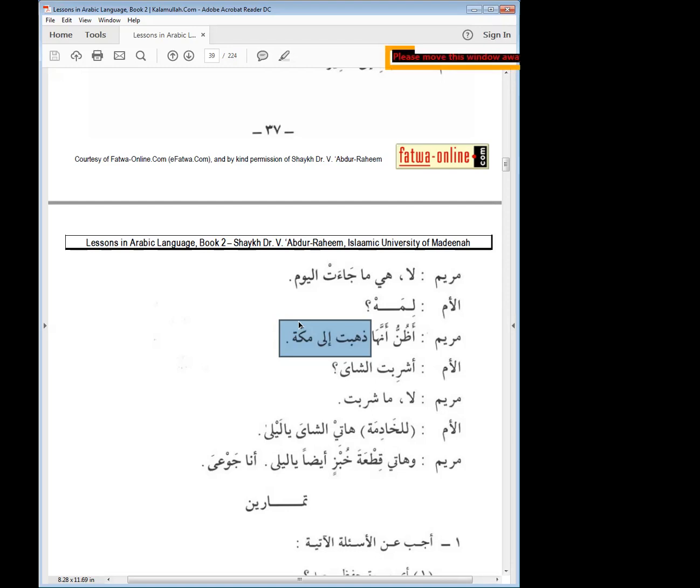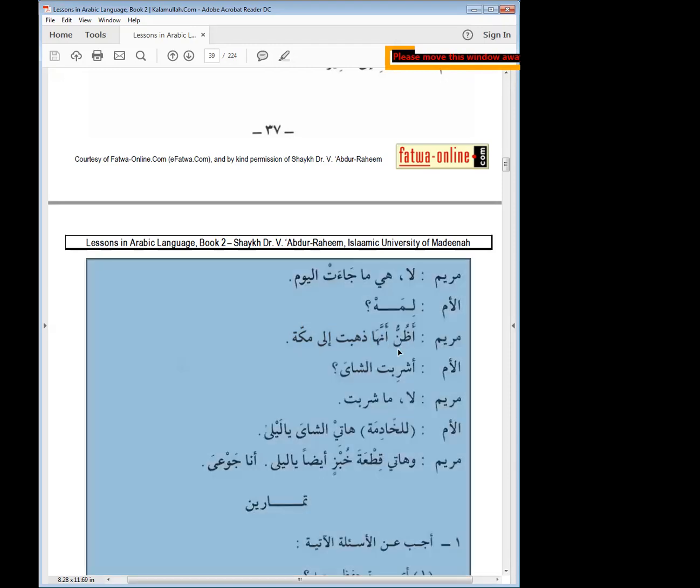Next one, أظن أن الإمام جديد. I think that the Imam is new. أظن أن فاطمة غائبة. I think that Fatima is absent. أظن أنك متعب. I think that you are tired. So this is أظن أن.